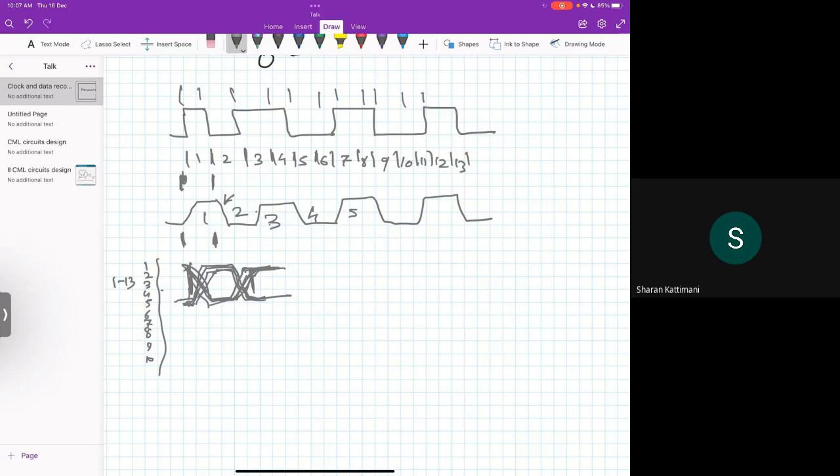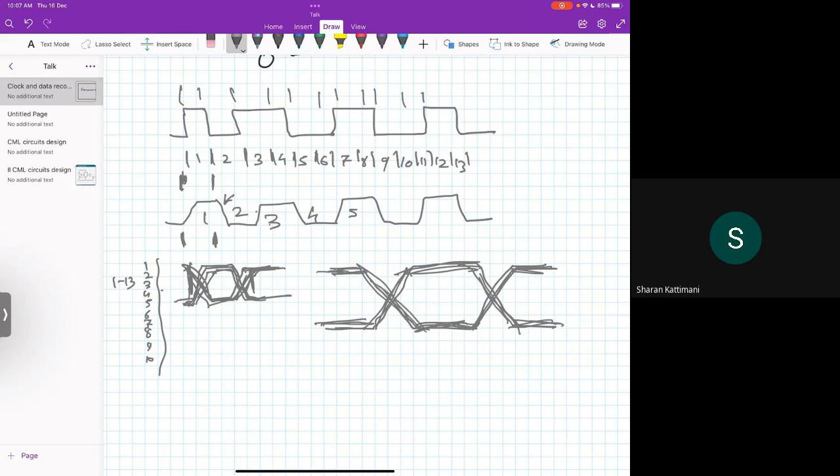Now if you see this carefully, because of variation, different waveforms will have different variations, so when you put one above the other, it will look something like this. And I am talking of this when we have a little bit better data. If you look carefully, it looks like an eye. That is why this is called an eye diagram.